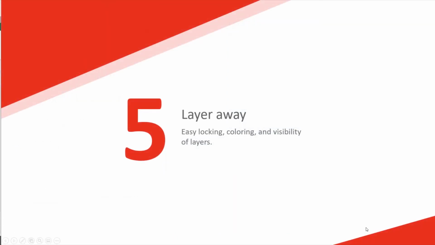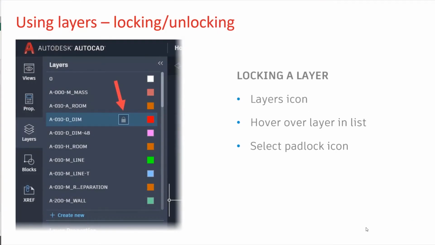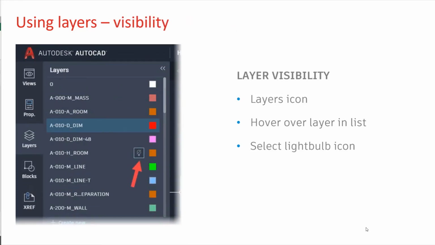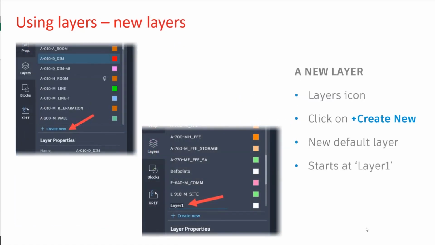Number 5, you can't be working without layers, they're all there. You've got the ability to lock your layers, turn your layers on or off. Creating new layers couldn't be easier, just select the create new and give the name of the layer.